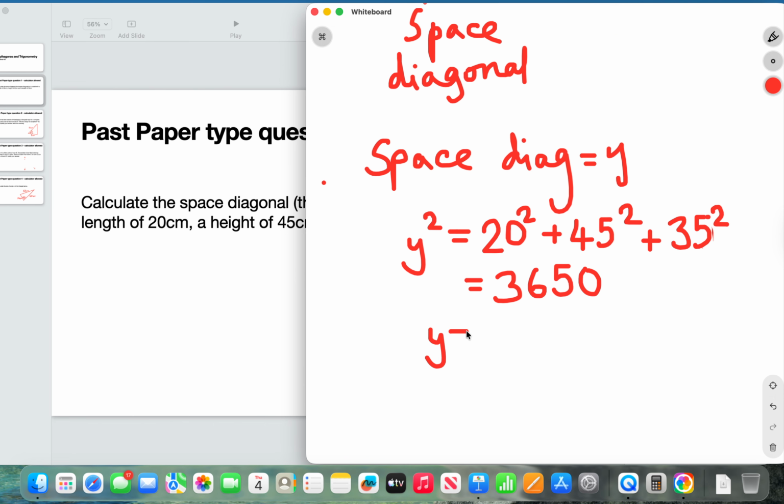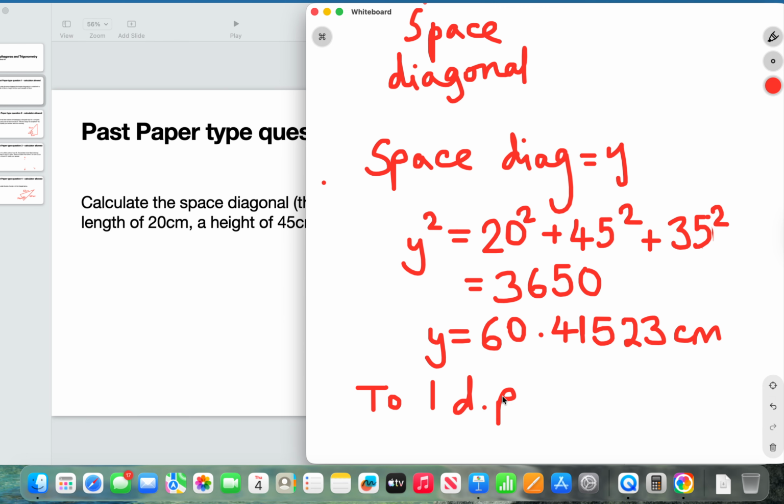And find the square root, and we get 60.41523. We'll round this to 5 decimal places at the start, and then we will say that to 1 decimal place, y equals 60.4.